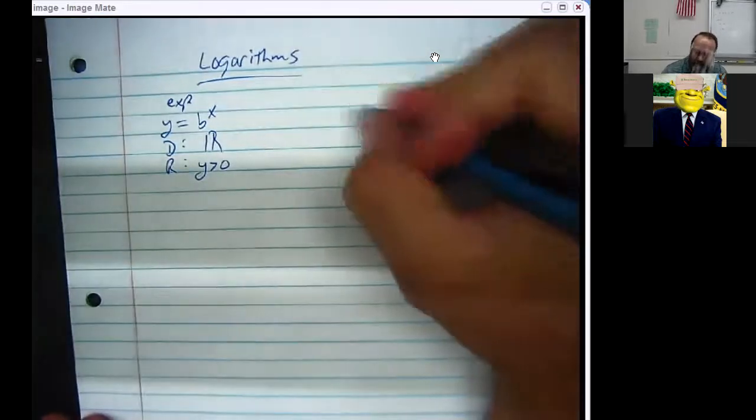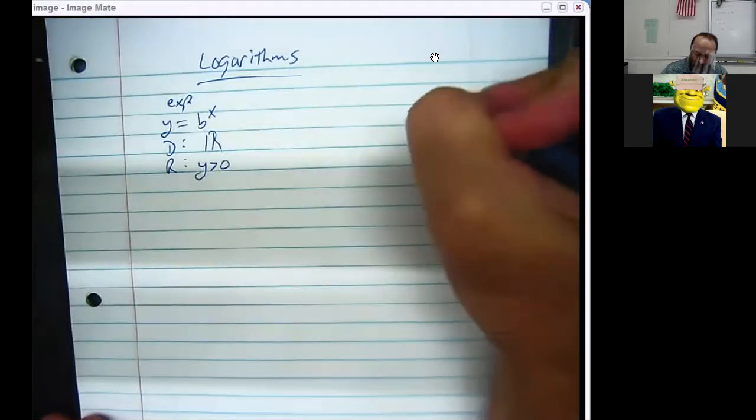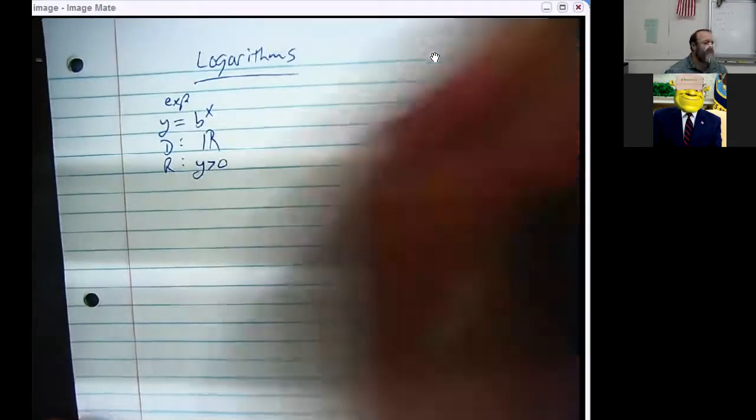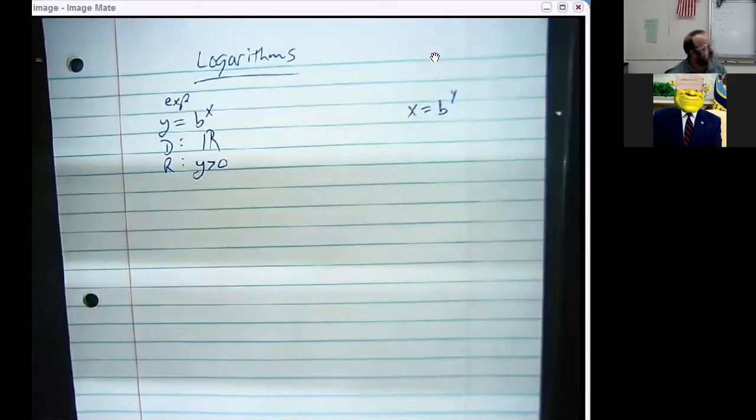And so what Napier decided to do is he decided, well, what if we just flip this thing around? And there's sort of a good reason for this. And we have x equals b to the y. Now, unfortunately, now we're kind of stuck, because the idea was, let's flop x and y and let's solve for y. How can I get y by itself? Well, math did not have a way to do that.